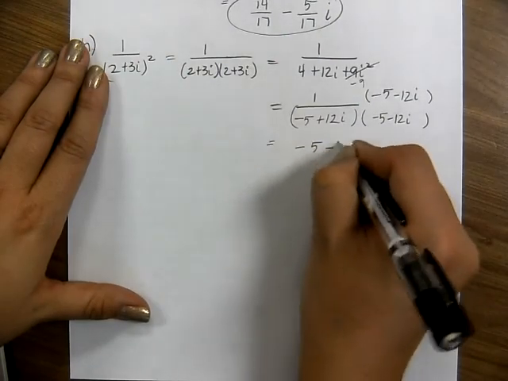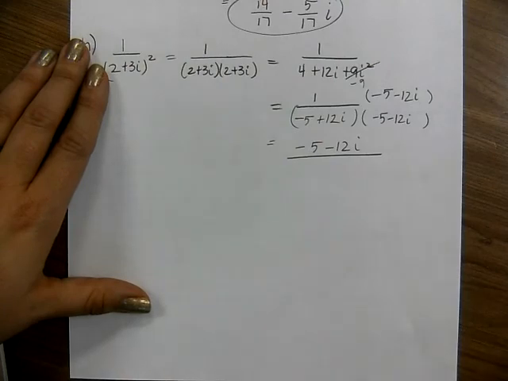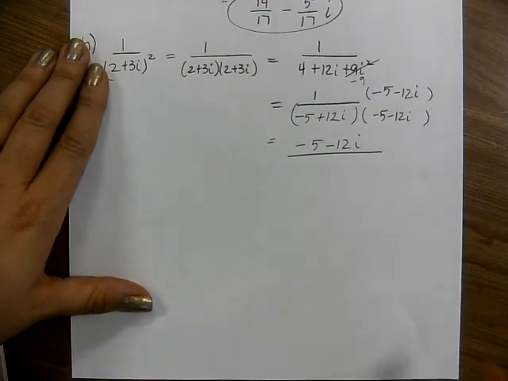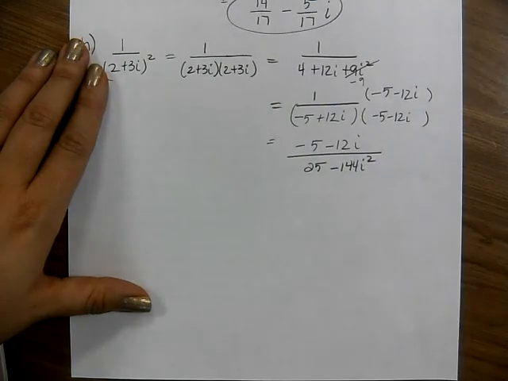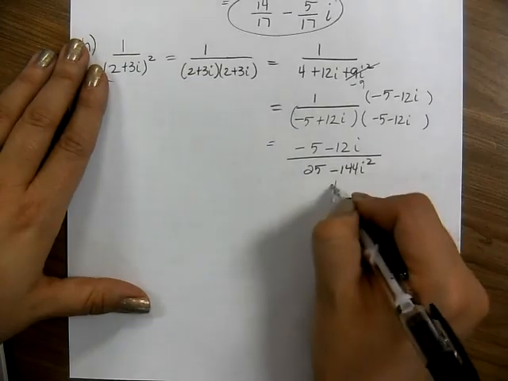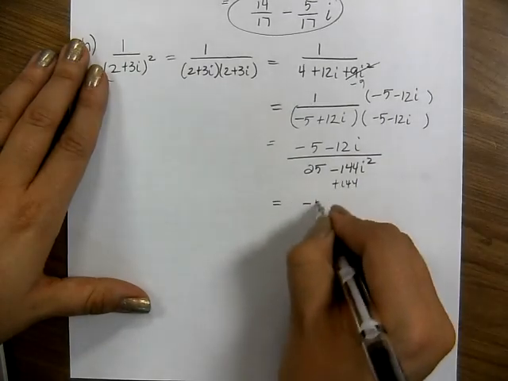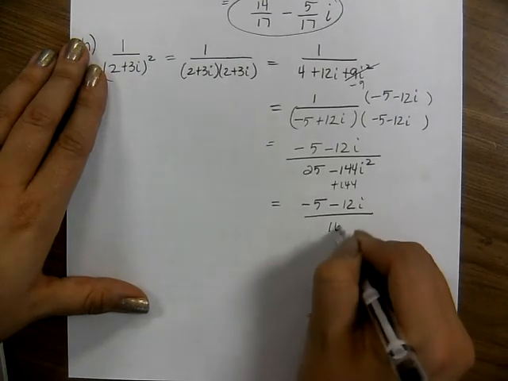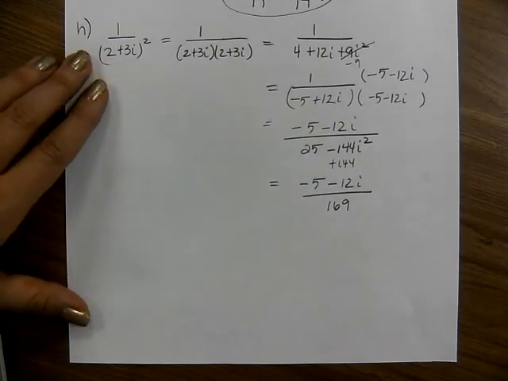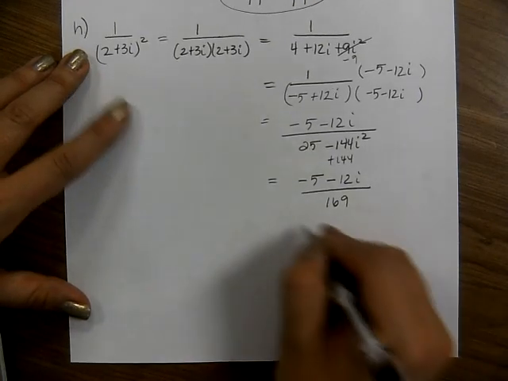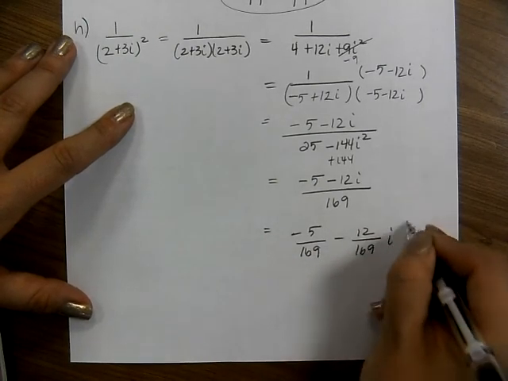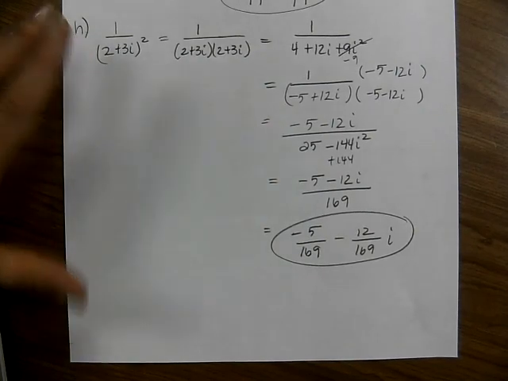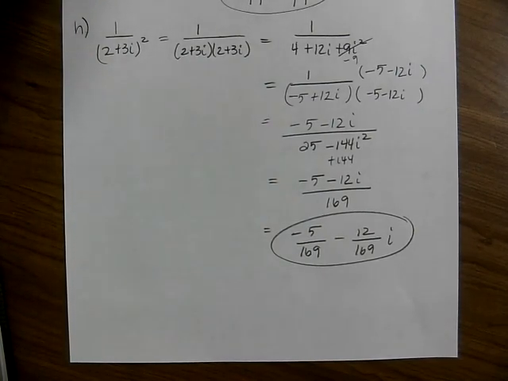So distribute that. In the denominator, you created the difference of perfect squares. If you cannot get the i to cancel, it means you did not multiply by the conjugate. You need to start over. So this is going to give us 25 minus 144i squared, which is really like 25 plus 144. So negative 5 minus 12i over 169. But what do you have to do? Split it. Once you split it, you want to double check to make sure your fractions don't simplify. They don't in this case. That's imaginary numbers.